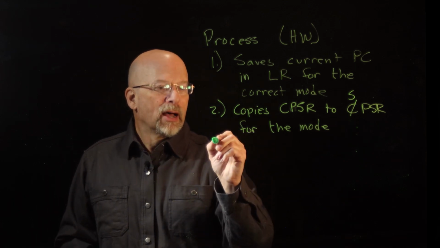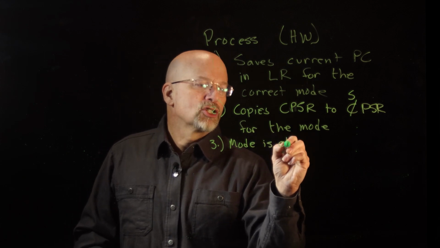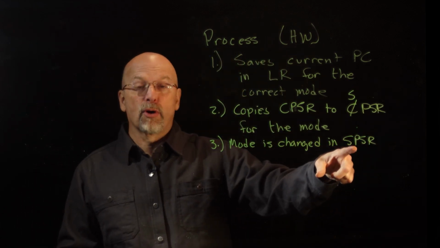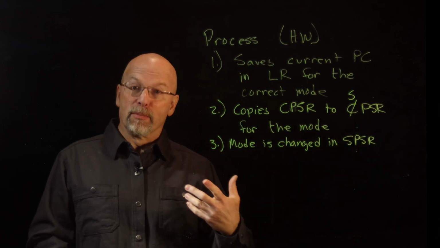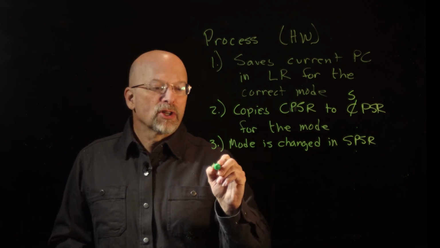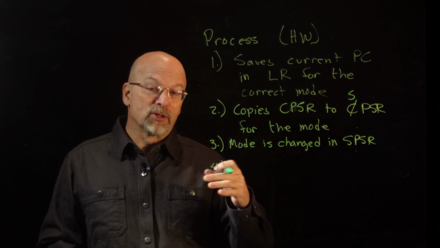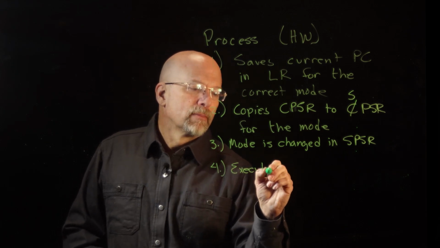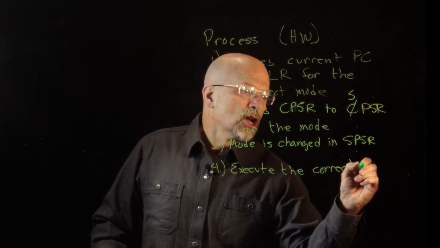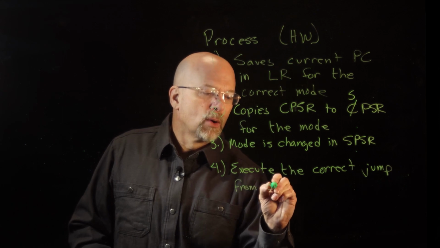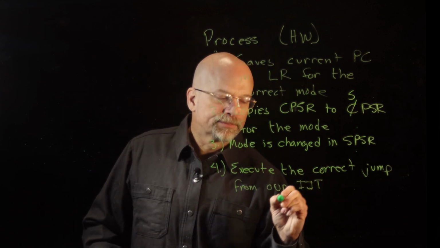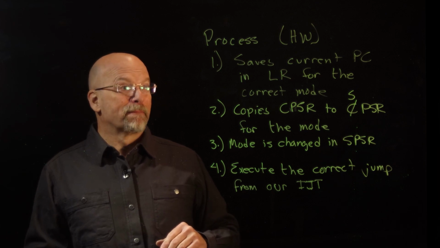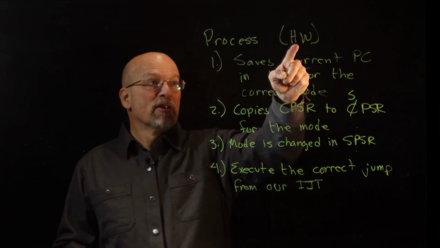All right. Now, the mode is changed in the SPSR. So for the mode that we're in, the program status register for that mode, we make sure that we change the mode to the correct bits. It is also possible that the bits identifying whether the interrupts are enabled or disabled are also set appropriately. But the next thing that we do is we execute the correct jump from our interrupt jump table, right? And so the very next thing that's going to happen is our ISR is going to be executed, all right? And that's where the responsibility ends for the hardware.